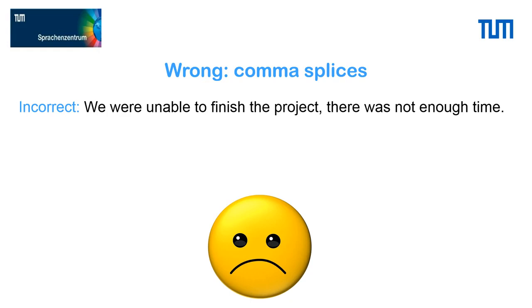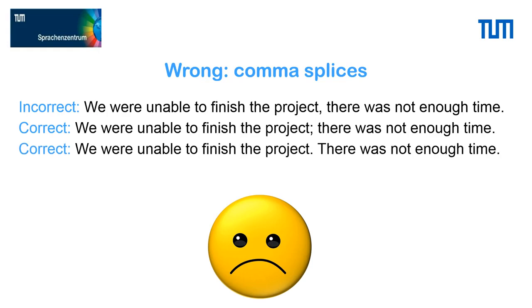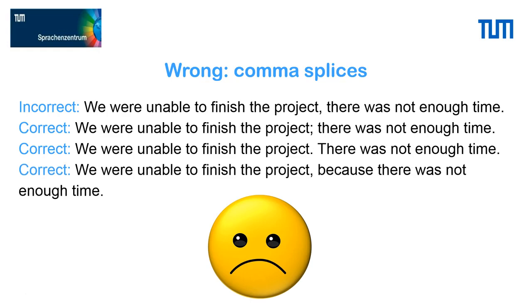So what can you do instead? Well, you could use a semicolon, as I have done here. You could use a full stop and just begin a new sentence, as I have done here. Or you could use an independent clause and a dependent clause and begin the dependent clause with a subordinating conjunction, which the word because is in this sentence. So we were unable to finish the project, comma, because there was not enough time. So those would be your options there, but you cannot punctuate two independent clauses with a comma.